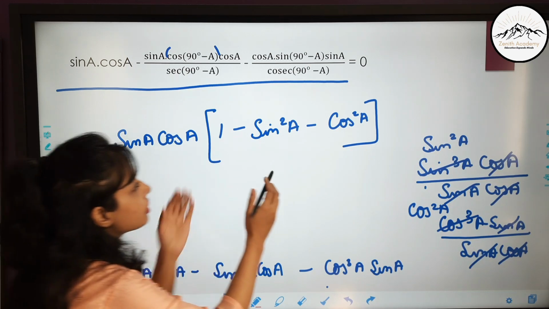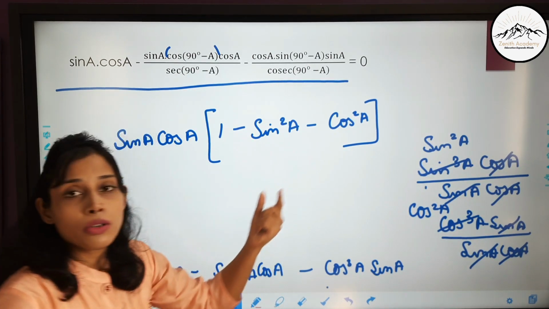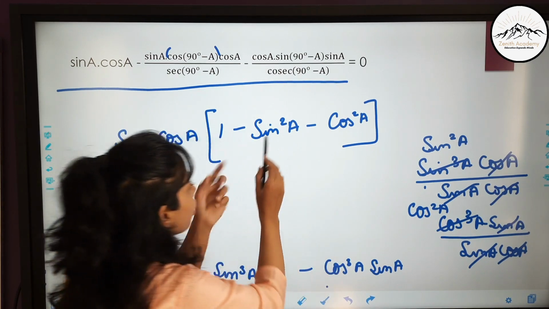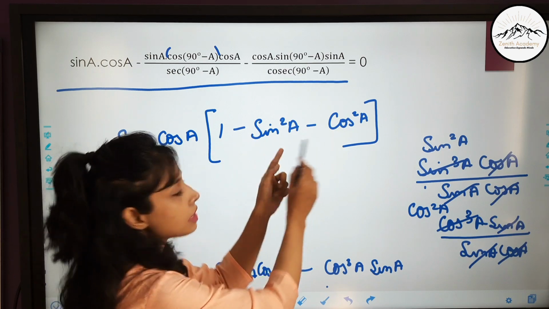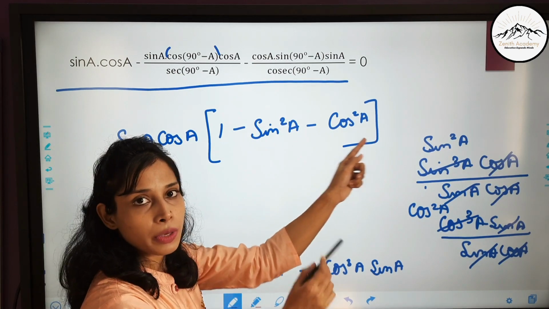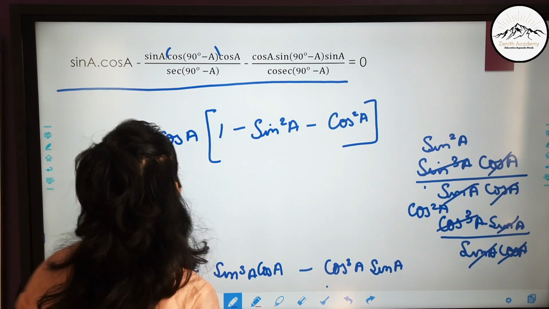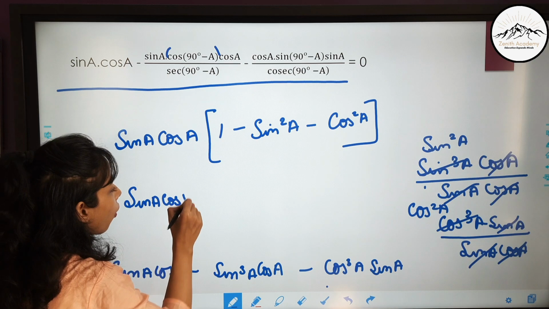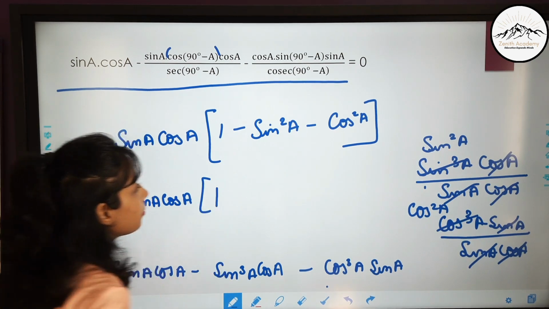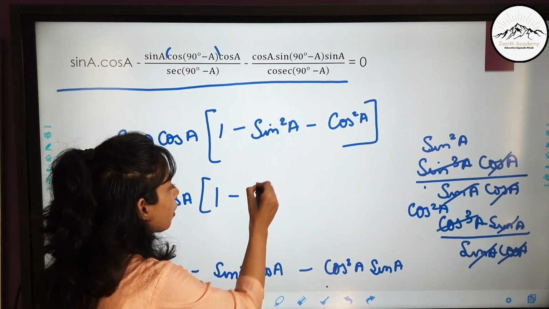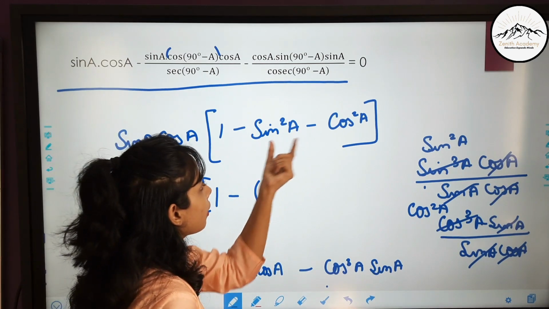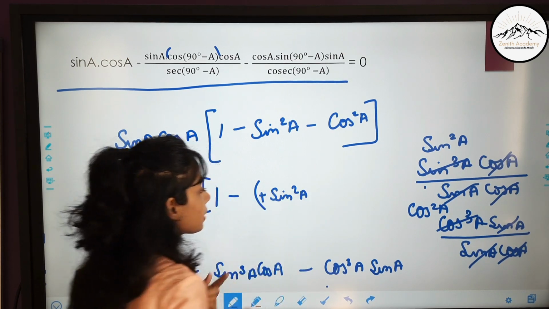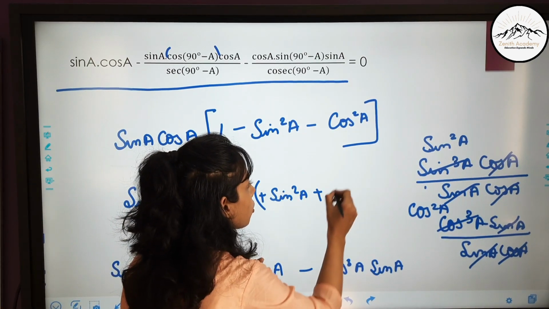Now if we see clearly, we know sin square A plus cos square A is equals to 1. But here it is minus. So both the terms are in minus. Minus sin square A and minus cos square A. We can take minus common and make it plus. See, sin A cos A 1. If I take minus common here, so what will be in the bracket? Sin square A, this is positive sin square A and positive cos square A.